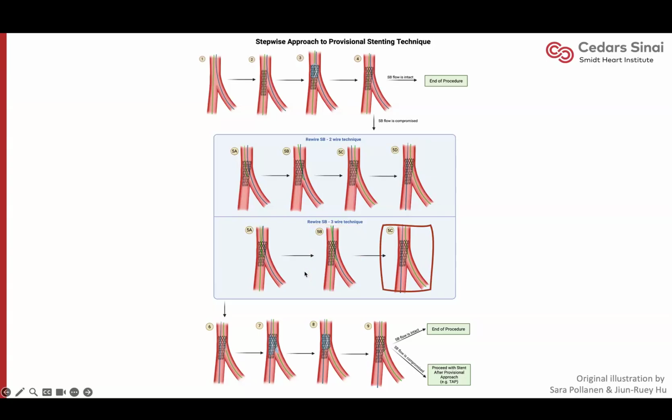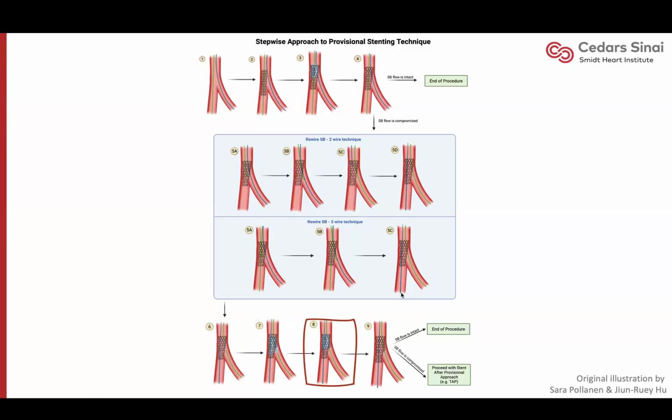Remove the jailed wire from the side branch out of the body. Note that the main vessel wire remains in place throughout the whole time in the main vessel. Now that you've rewired the side branch, you can proceed and advance the balloon in the main vessel and the balloon in the side branch vessel. In step 7, you'll perform kissing balloon inflation with the side branch stent balloon and the main branch balloon. You can then remove both balloons.